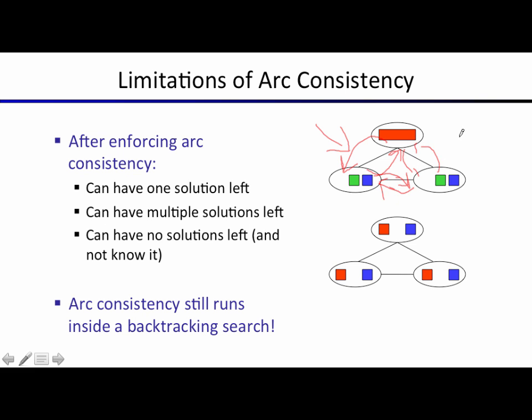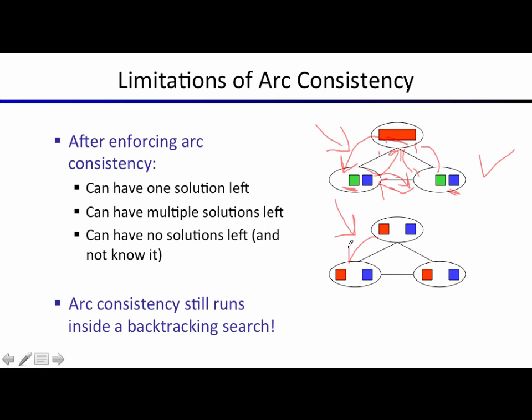So this is consistent. How many solutions are left here? How many solutions do we still have in the CSP? 2, that's right. Because we have red here, green here, blue here, or vice versa, red, blue, green. All right, so this is an example where we still have solutions left, and there's actually multiple of them still left.